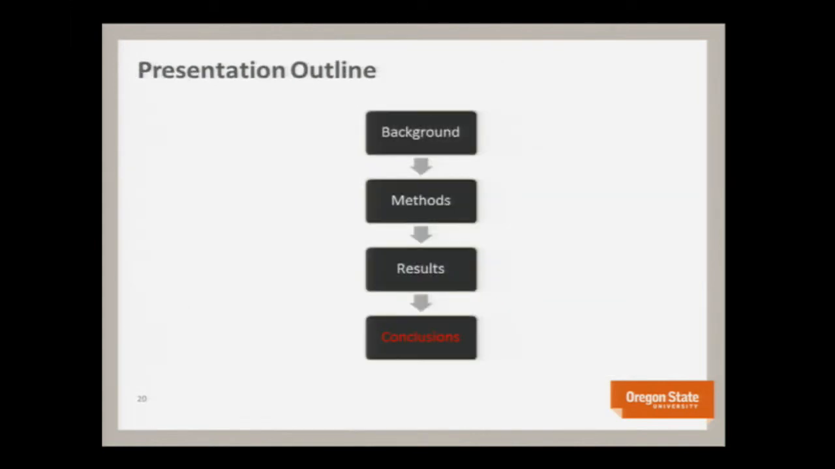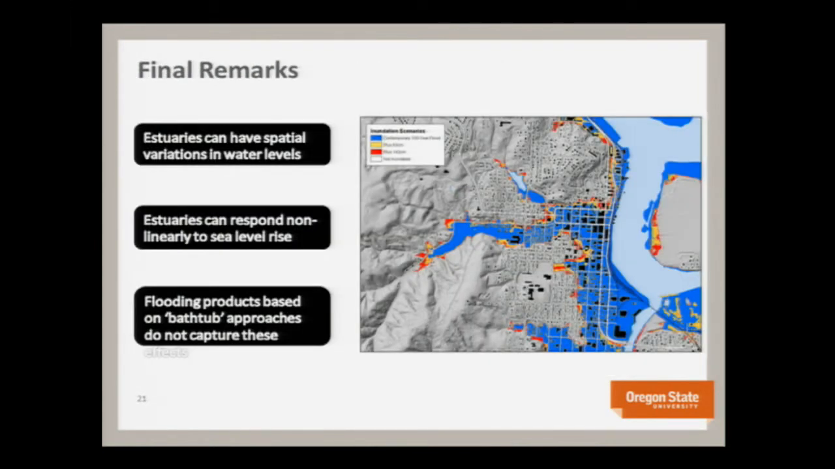So to sum up, we really have two main points here. First of all, there can be significant spatial variations in water levels, whether instantaneous, some sort of total water level return period metric, whatever you're looking at inside of estuaries. And then also estuaries can respond in interesting and highly nonlinear ways to sea level rise. So why does that matter?